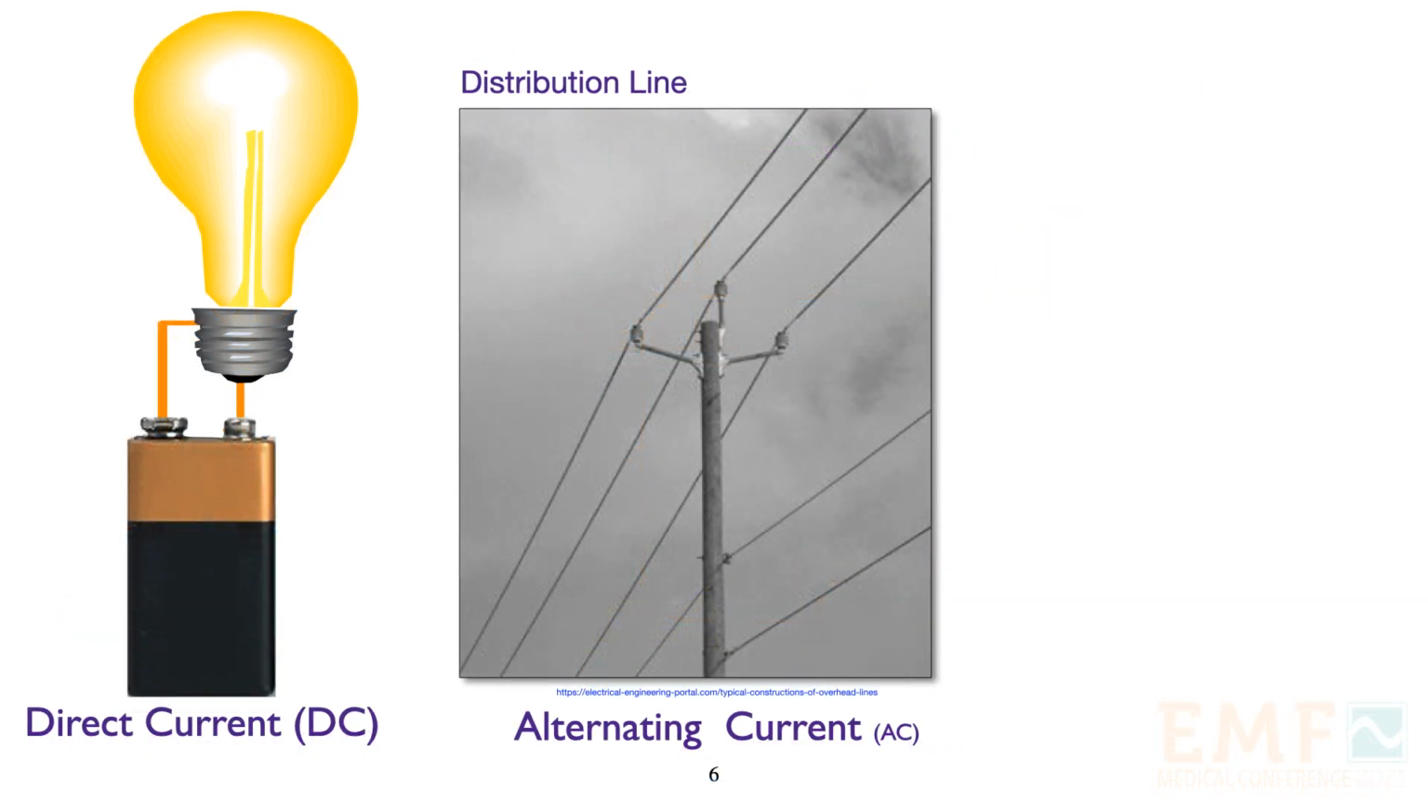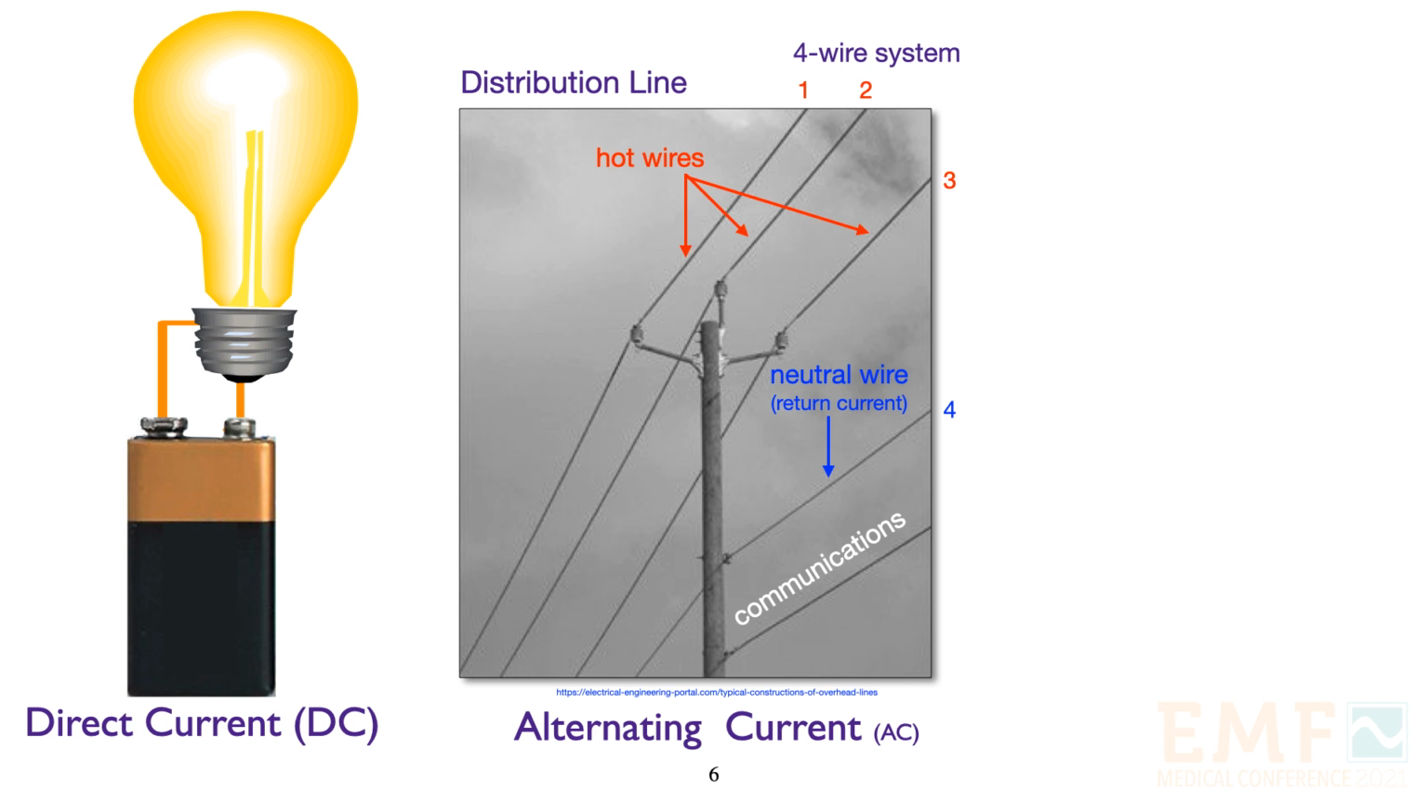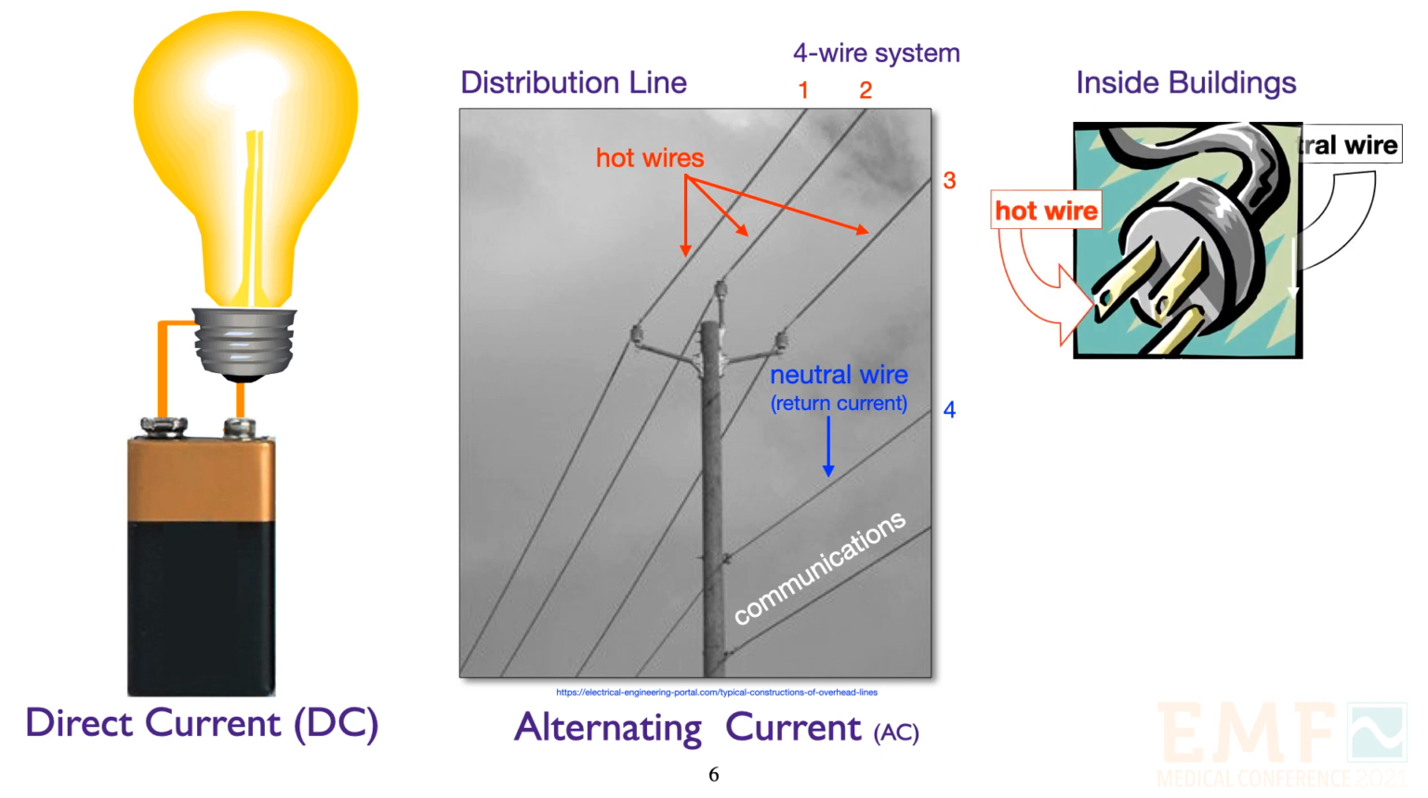With a primary distribution line, we have 3 hot wires, a neutral wire for the return current. The bottom wire you see here is for communication and isn't part of the electric grid. This is called a 4-wire system. Inside buildings, we have a hot wire, a neutral wire, and a ground.